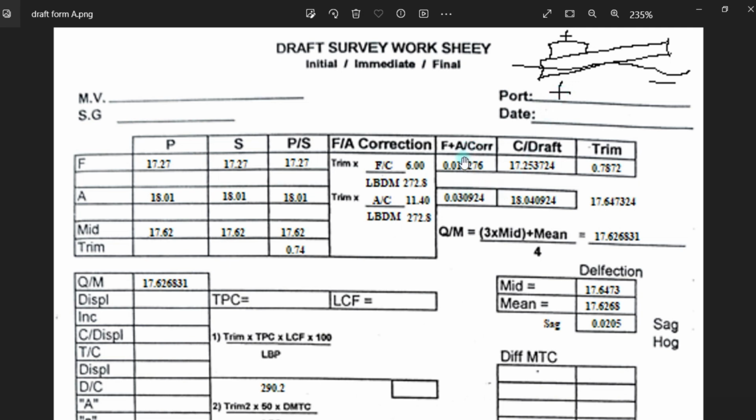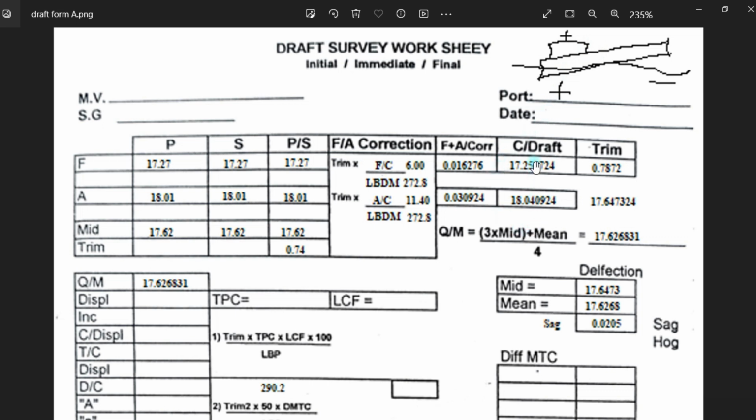So with this aft correction, you add this one to your aft draft. So 18.01 plus 0.030924 will be 18.040924. Again, I repeat, draft aft will be 18.01 plus your aft correction of 0.030924 equals 18.040924. Why plus? Because you are trimmed by the stern.